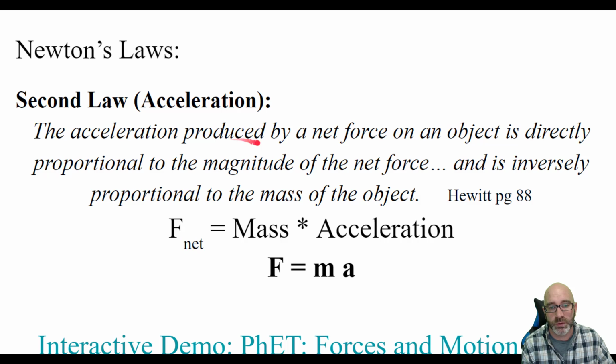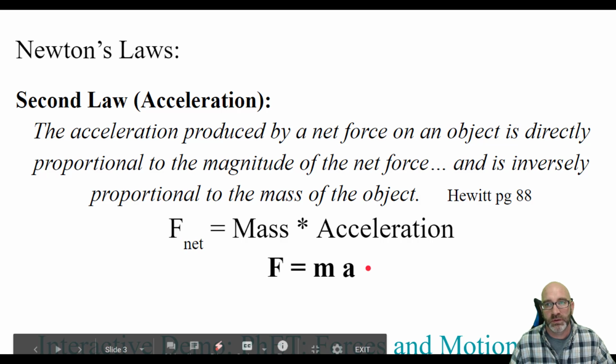The acceleration produced by a net force on an object is directly proportional to the magnitude of that net force and is inversely proportional to the mass of the object. Now that was the language in Newton's day, and it's kind of complex, but we can translate it for you in modern speak. What it says is force net equals mass times acceleration. And if you don't want to write all those words, F equals ma.